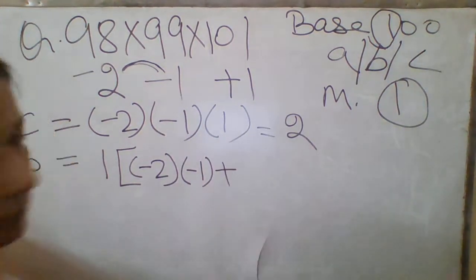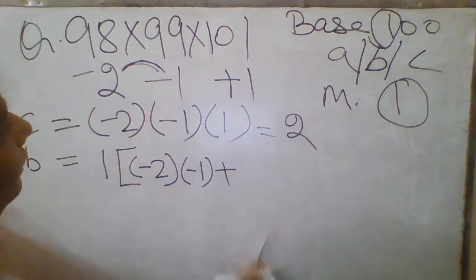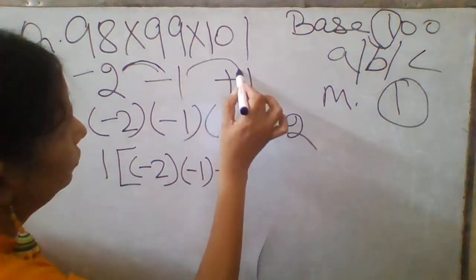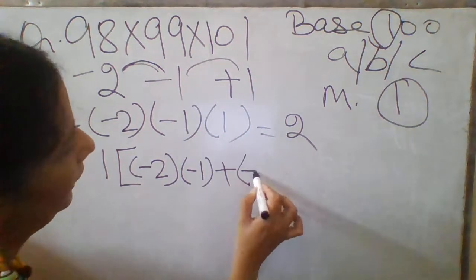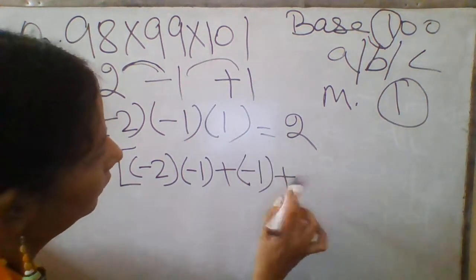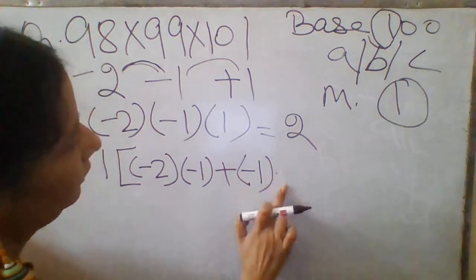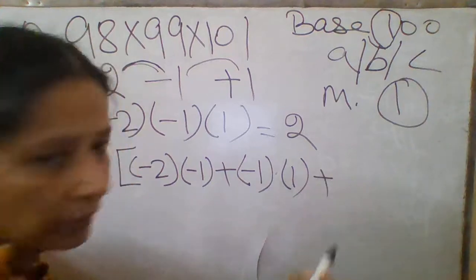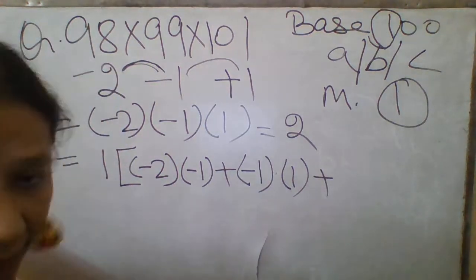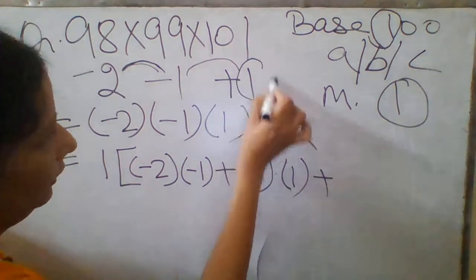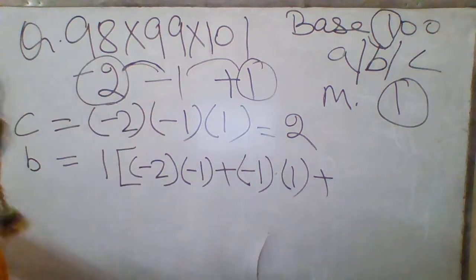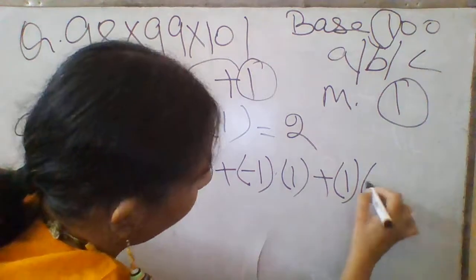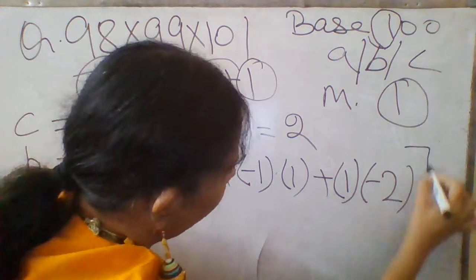Then after that plus sign. Then what are the next two terms here? These two terms are the next two terms. -1 and +1. You have to multiply now. So -1 into 1. Okay. Then mark of addition. Then what are the next two terms? This 1 and this -2. You have not multiplied this 1 and this -2. So here 1 into -2 and close the bracket.